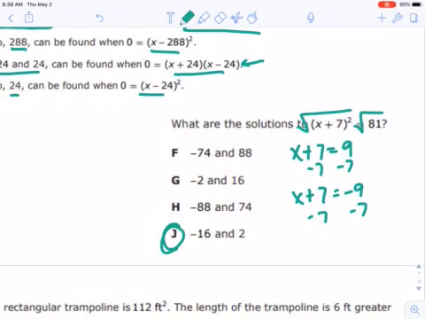But you could also, again, just use your calculator. And what I would do in this case is I would move that 81 over. So I'd have x plus 7 all squared minus 81, and just type it in that way. Y equals with all of that.